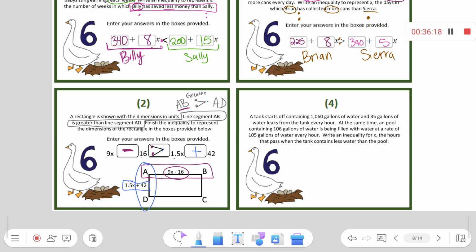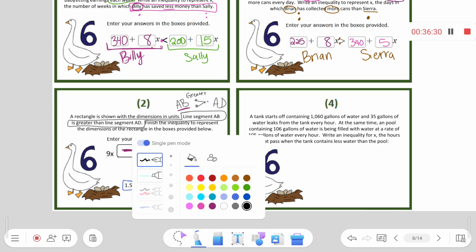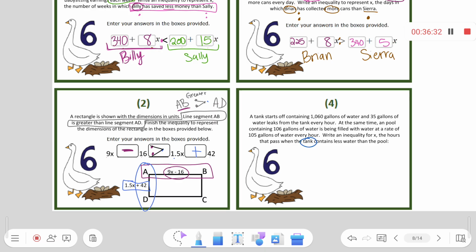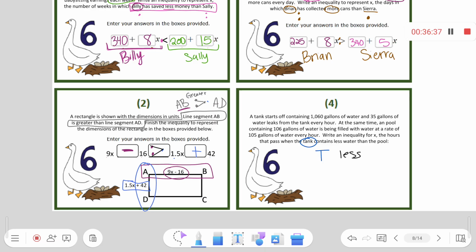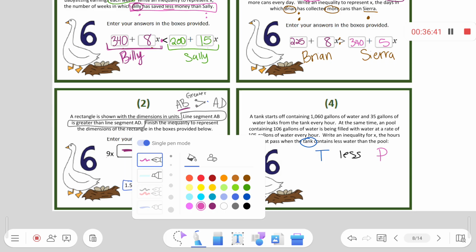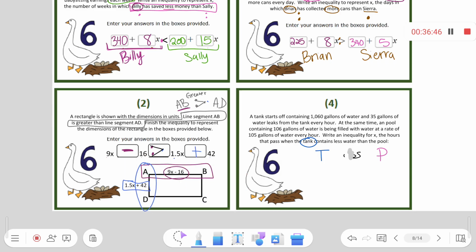Number 4 compares a tank with this many gallons and this much is leaking every hour, and a pool containing this many gallons and this much being filled up every hour. We want to write an inequality for the hours that pass when the tank contains less than the pool. To say the tank is less, the tank needs to get the pointy side, which means the pool gets the open side. So your symbol looks like this.